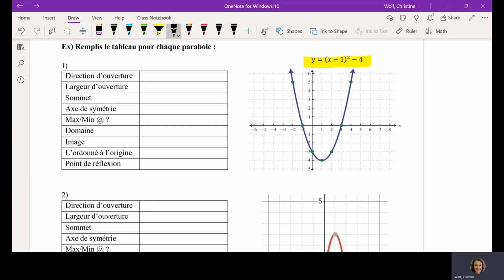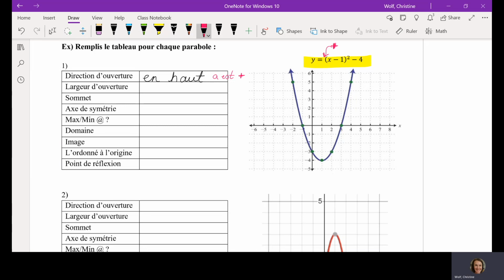So, premièrement, direction d'ouverture. How does it open? Well, on peut voir ici que ça ouvre en haut. OK? Mais on sait ça aussi parce que A est positif, right? So, I explained on the other page que si le nombre ici, en avant la parenthèse, était positif, ça ouvre en haut. So because there's no symbol there, we actually assume it's positive.